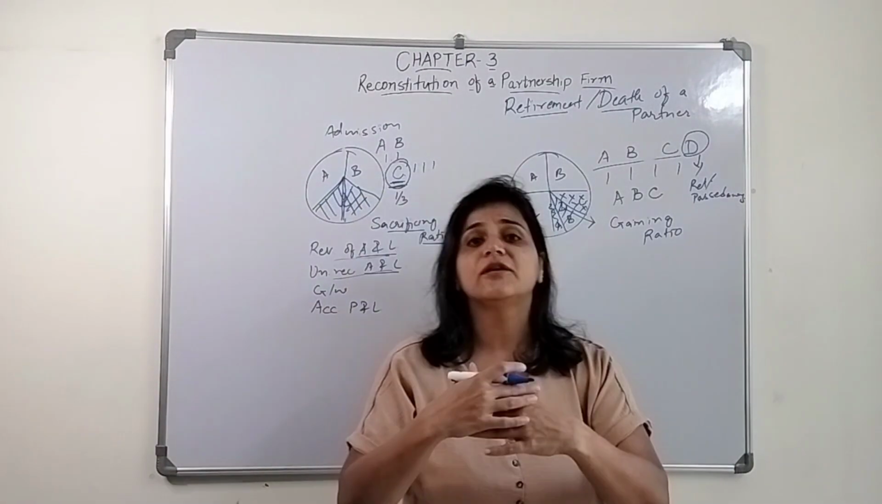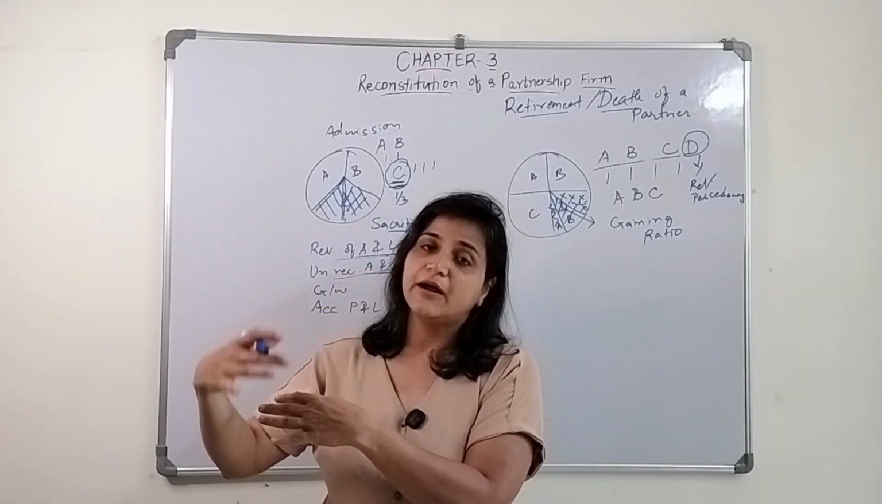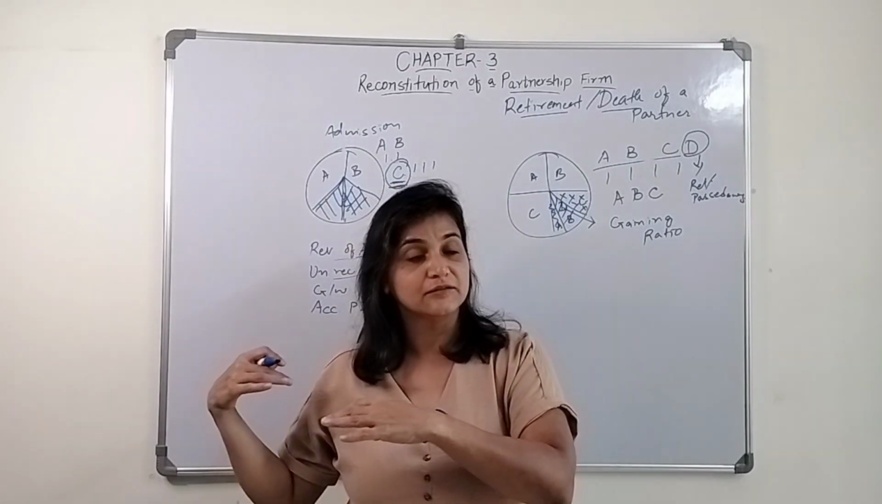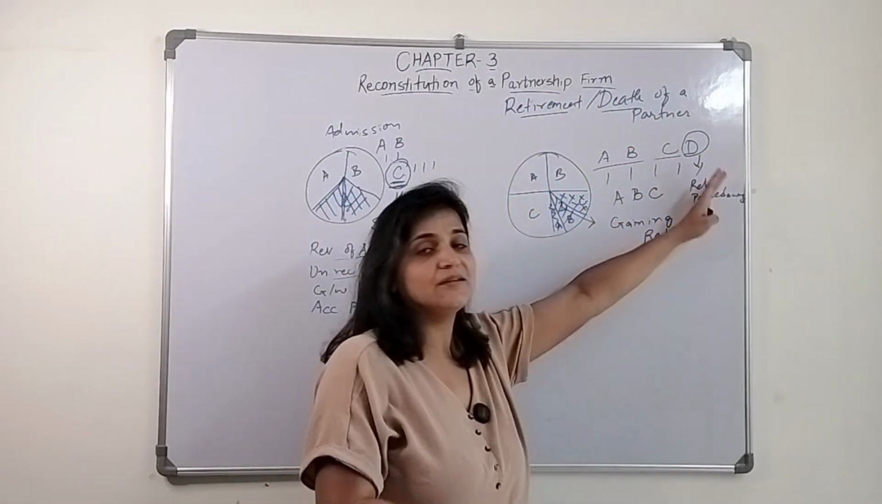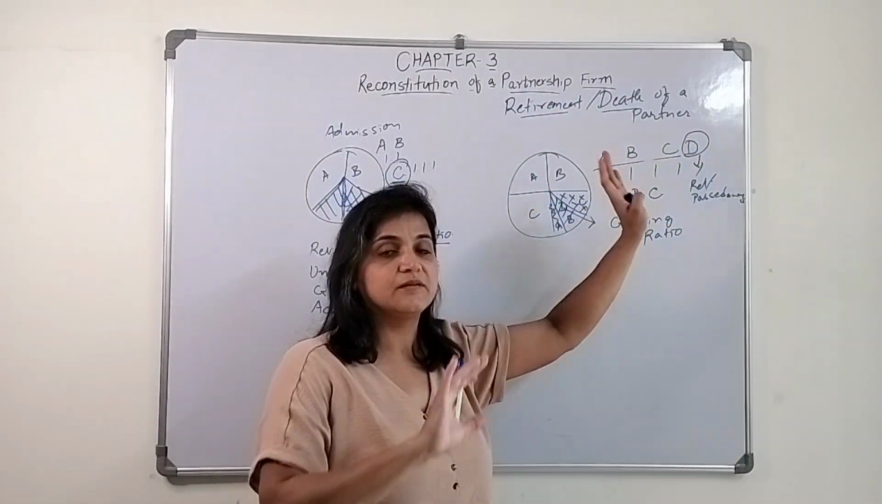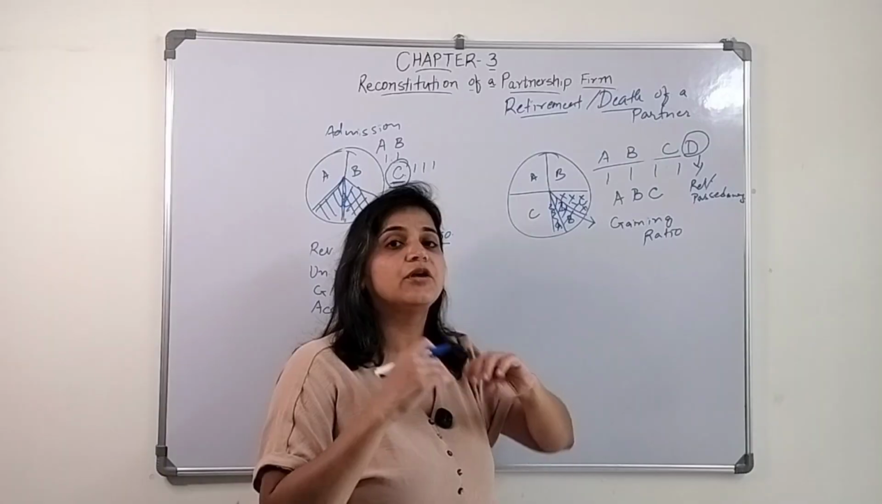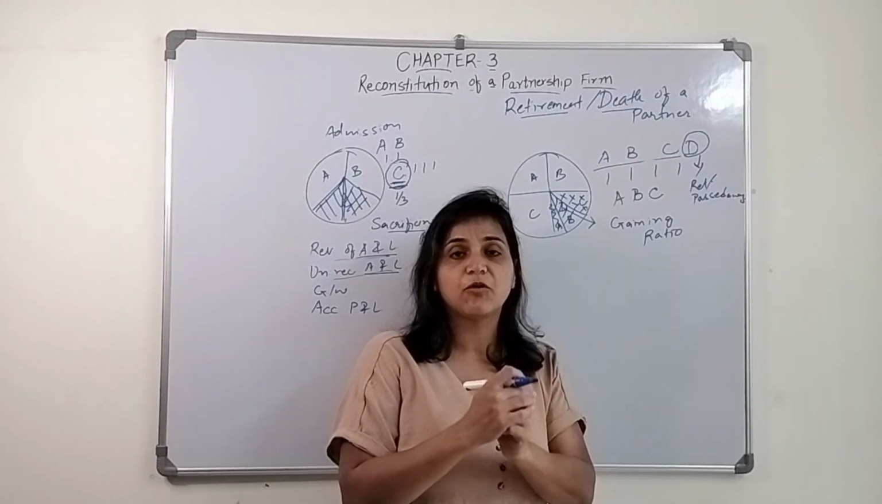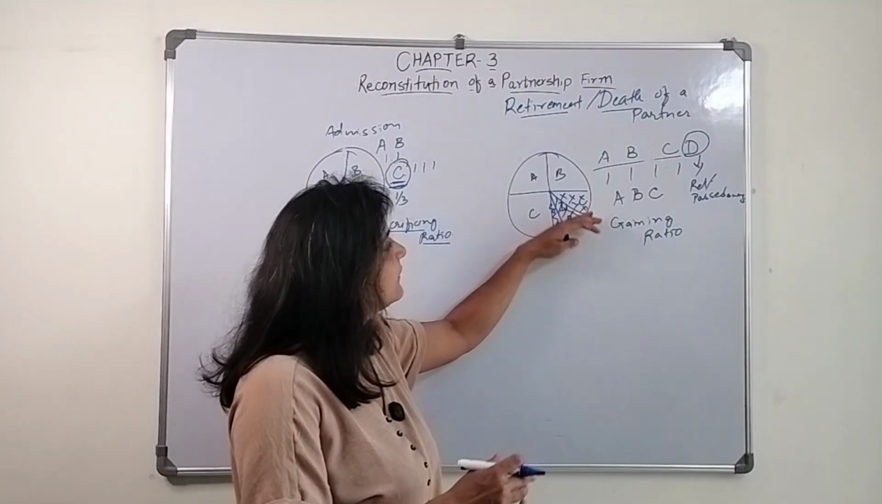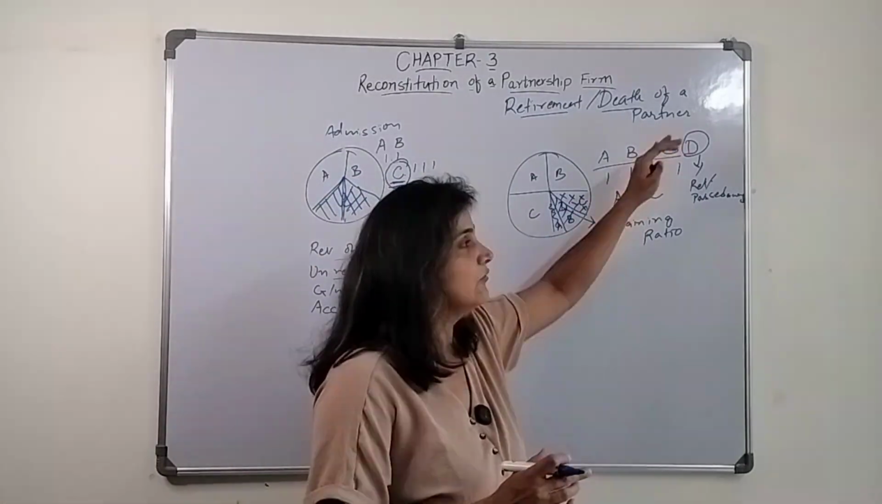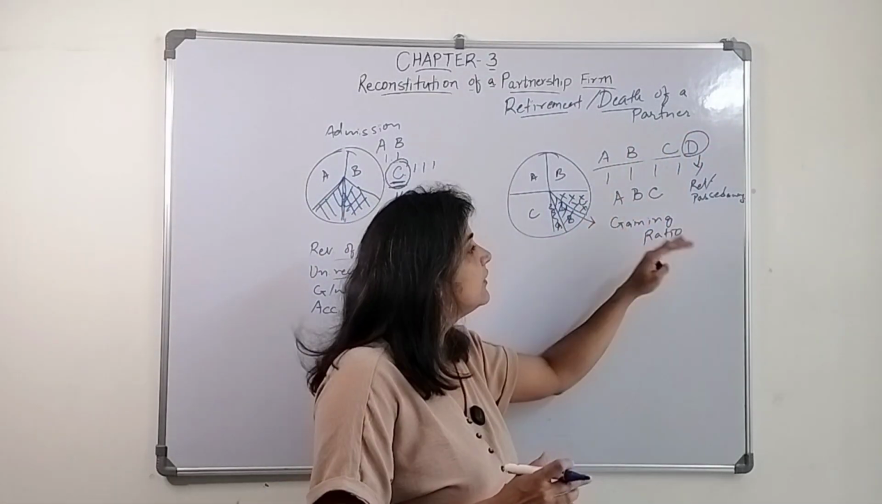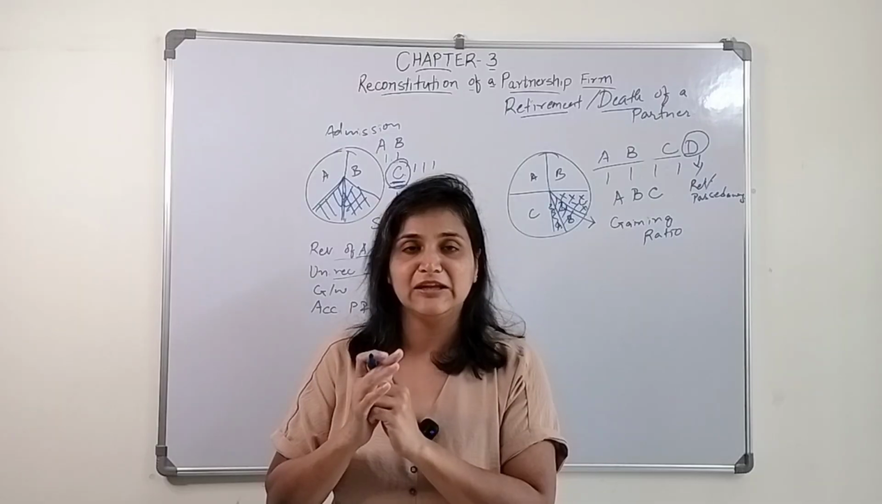Here we determine the sacrificing ratio because when a new partner is getting admitted into the firm, the existing partners are sacrificing their part of future profits for the new partner. Whereas in this case, the existing partner exits from the business. So whatever profit or losses there are in the future, A, B and C are going to receive, so they are going to gain from his part. So here we will determine the gaining ratio.